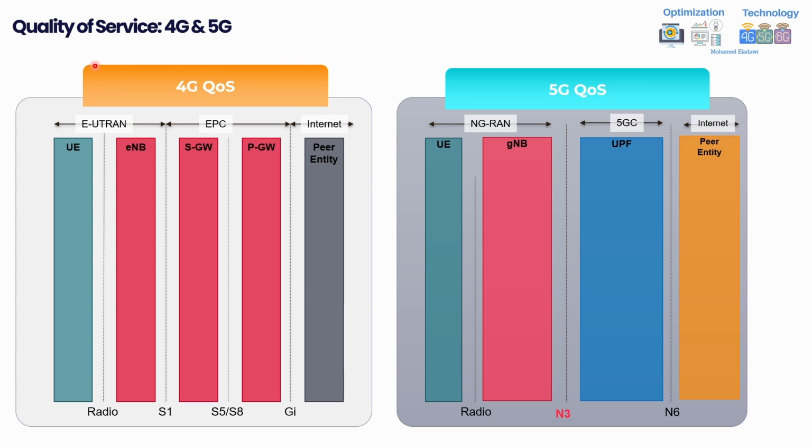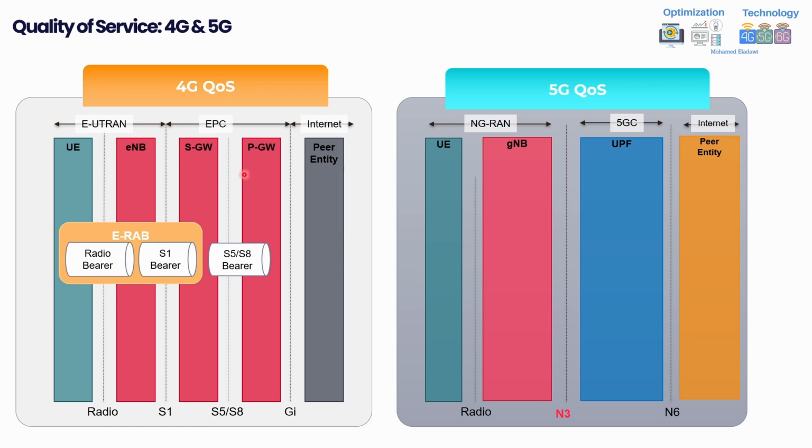Here we'll be speaking about the difference in quality of service between 4G and 5G. Initially, I will take you through the 4G quality of service architecture to show you how the bearers are established, who is responsible for the quality of service mapping, and so on. Assume that you have a default bearer which is going to be established, let's assume QCI 9. Initially, you will have a connection between the UE and the eNodeB through the radio bearer. Then you will have the S1 bearer between the eNodeB and the serving gateway. Then you will have the S5/S8 bearer between the serving gateway and the packet gateway.